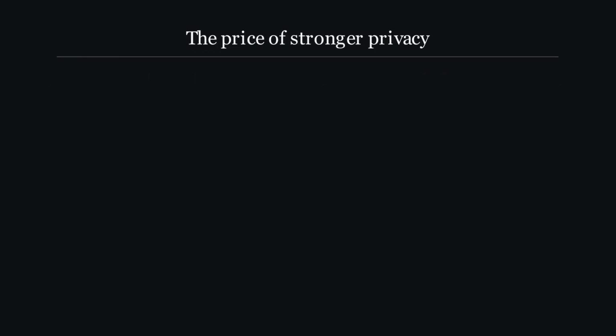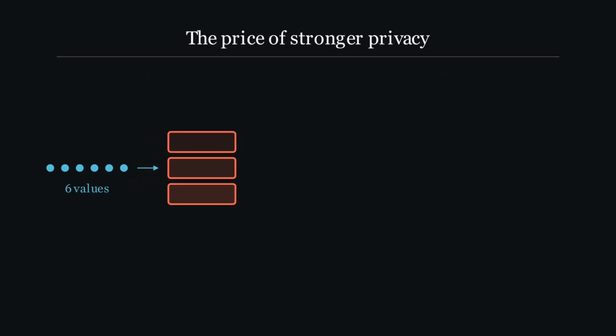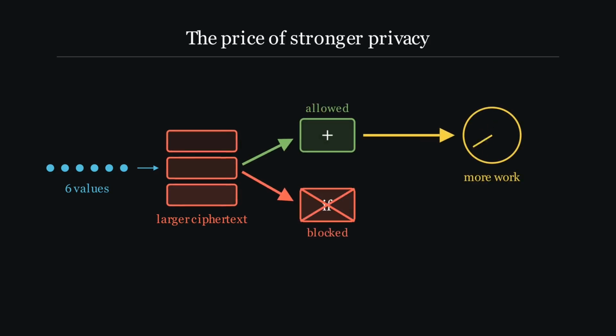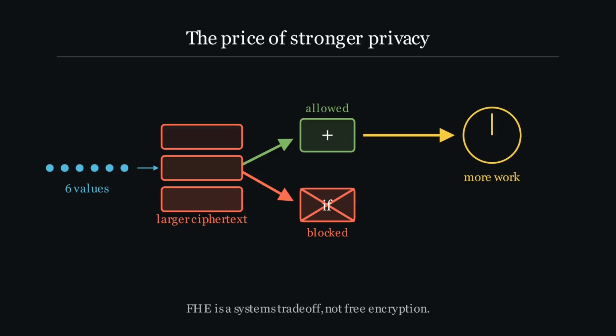Stronger privacy has a measurable cost. 6 small plaintext values expand into a much larger ciphertext representation, so storage and communication increase. The 2 operation paths show a second limitation. Algebraic addition is directly supported, while a hidden branch such as "if x is positive" cannot be evaluated as ordinary control flow. The clock then shows the third cost.